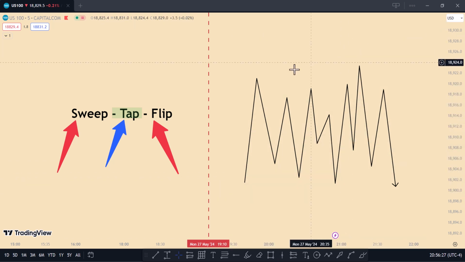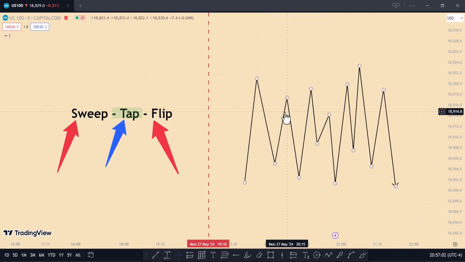So let's first of all start with the sweep. What is a sweep? A sweep means that price runs a high or a low. That's it. Price runs a certain high, an old high to the left, right? Or an old low. That's a sweep. So let's first of all identify the sweeps in these ranges. Let's identify all the sweeps that we have on this range right here.